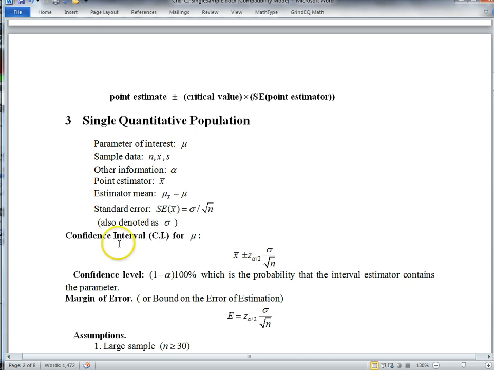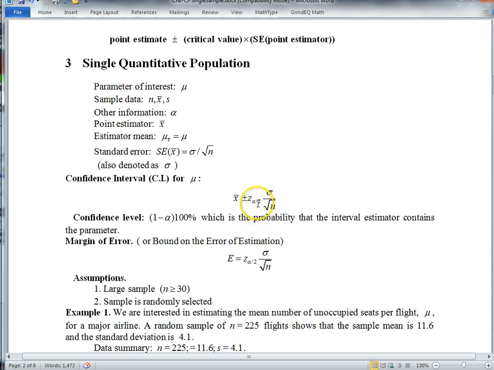Good. So now the confidence interval for mu is given by this formula, x bar plus or minus z alpha over 2, which we now know is called the critical value, times the standard deviation over square root of n, where 1 minus alpha is the probability that the interval estimator contains the parameter. The margin of error is just this part of it, z alpha over 2 sigma over square root of n, and thus we call it the bound on the error of estimation, or the margin of error.